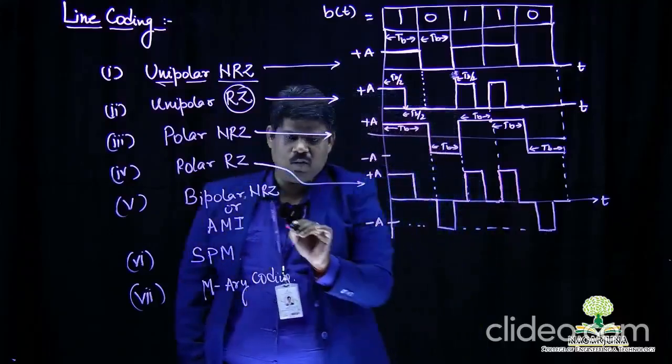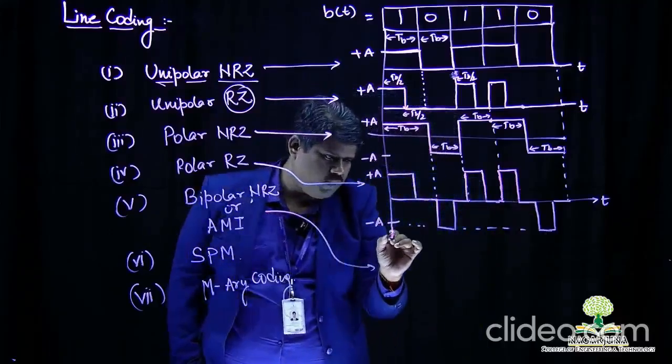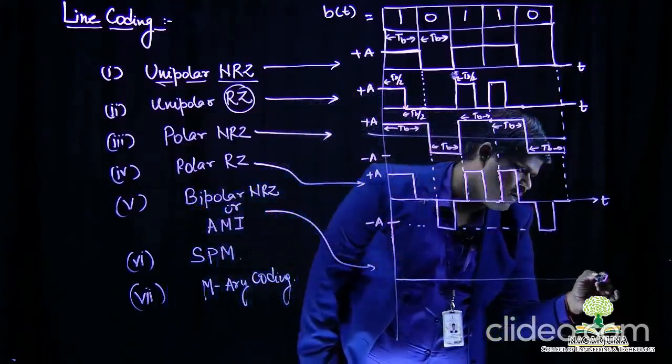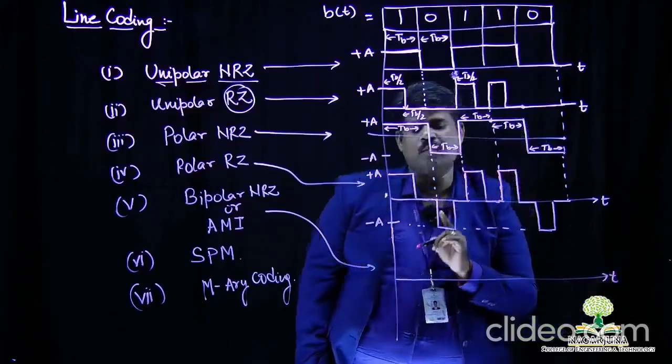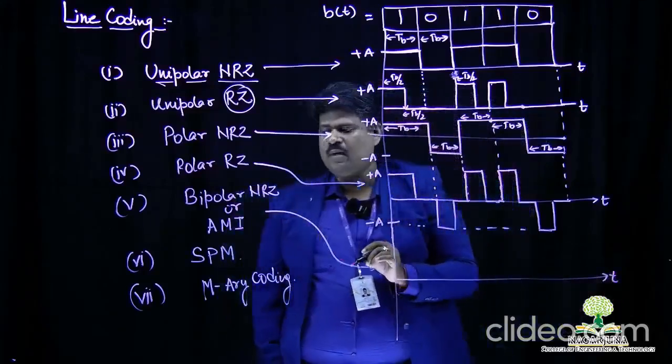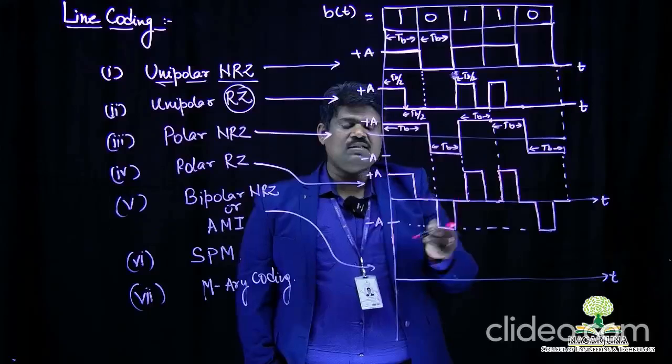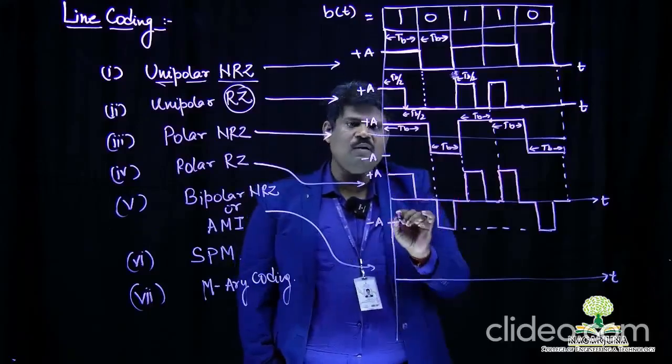Now next is your AMI. What is AMI? AMI is alternate mark inversion. The nomenclature is important, so please try to understand it. Alternate mark inversion means that for successive ones, the polarity will change. For 0, it will be 0.